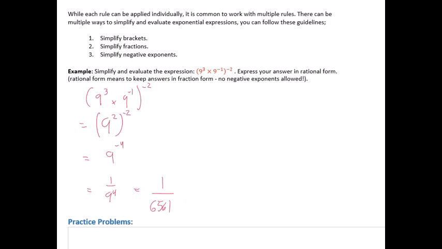Now let's actually do this question again, but in a different order than what we did. We have 9 to the power of 3 times 9 to the power of negative 1, all to the power of negative 2. This time we're going to apply the power rule first. We apply the negative 2 to the 3 and then the negative 1. So this becomes 9 to the power of negative 6 times 9 to the power of 2. Then we have the product rule where we add these. That gives us 9 to the power of negative 4, which gets us right back to where we were before. So again, order does not matter. You can approach this in any order you want. Even if I took the reciprocal with this negative 2 first, you would still get 1 over 9 to the power of 4.